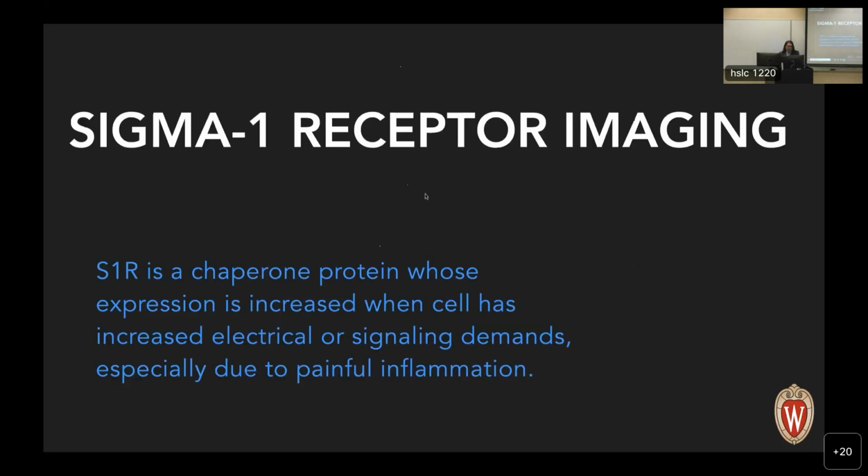This is the other tracer that we're working with. It's a sigma-1 receptor radioligand. And as I mentioned in these last cases, FDG is relatively nonspecific. It raises some questions about what we're doing. The sigma-1 receptor is a chaperone protein whose expression is increased when a cell has increased electrical and signaling demands, especially due to painful inflammatory changes.